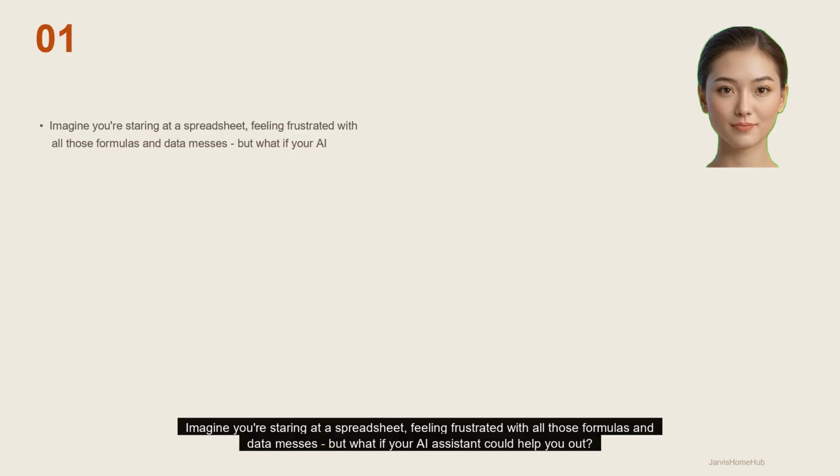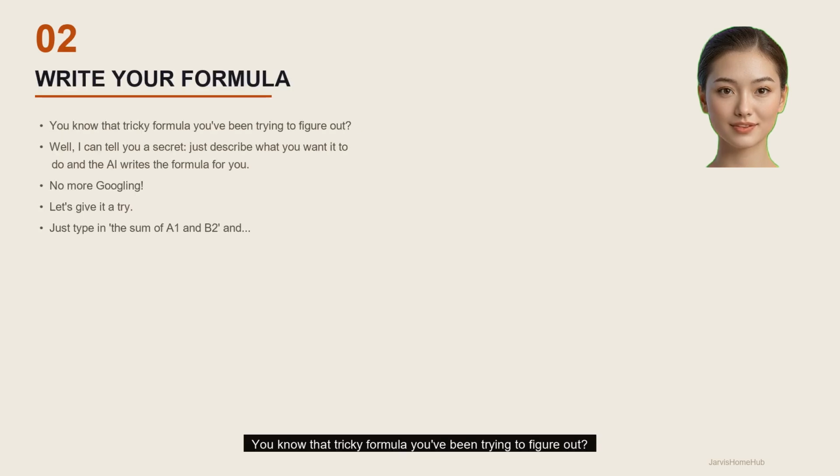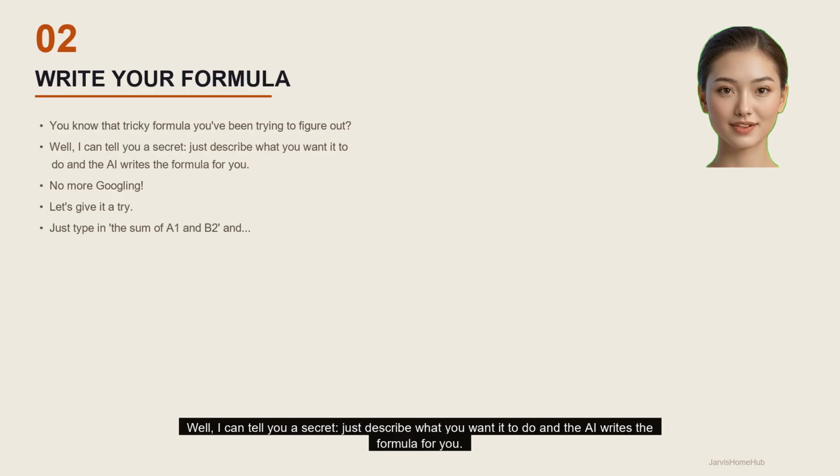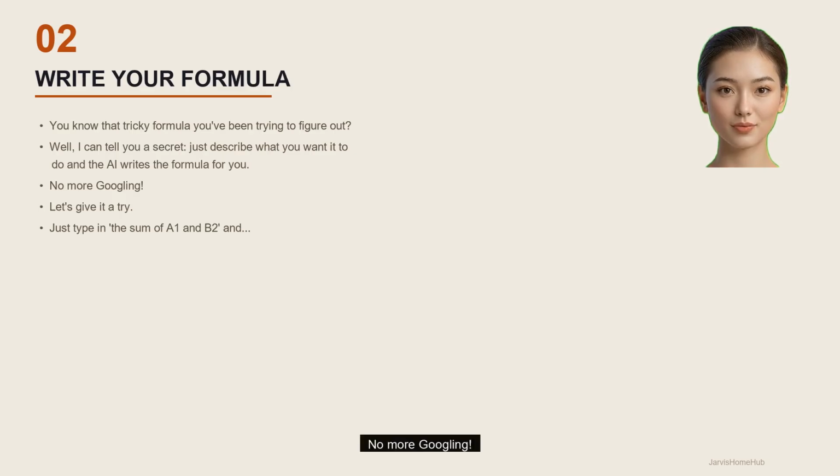Imagine you're staring at a spreadsheet, feeling frustrated with all those formulas and data messes, but what if your AI assistant could help you out? You know that tricky formula you've been trying to figure out? Well, I can tell you a secret. Just describe what you want it to do and the AI writes the formula for you. No more Googling. Let's give it a try. Just type in the sum of A1 and B2 and, voila, the formula is written for you.